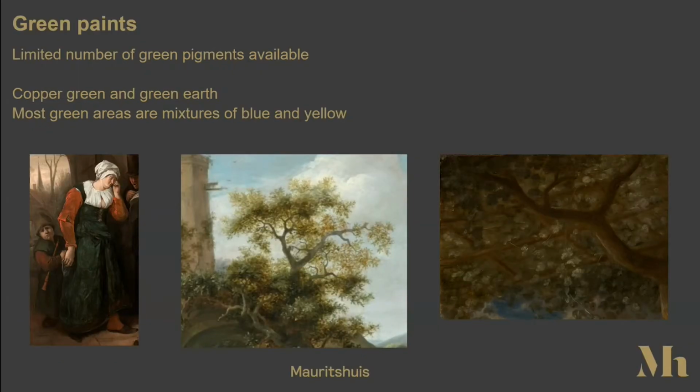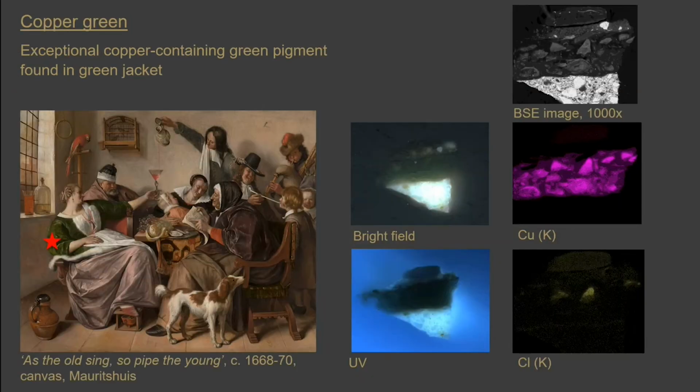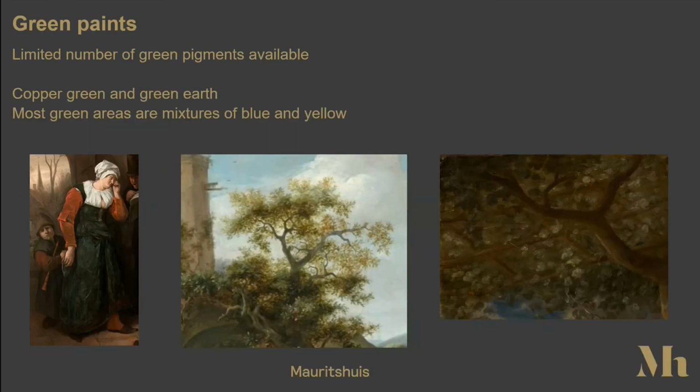Now onto the green paints. There were not many green pigments available in the 17th century. There were copper greens like verditer and malachite, or green earths. But artists often used mixtures of blue and yellow to create greens, which is also what Steen did quite often.